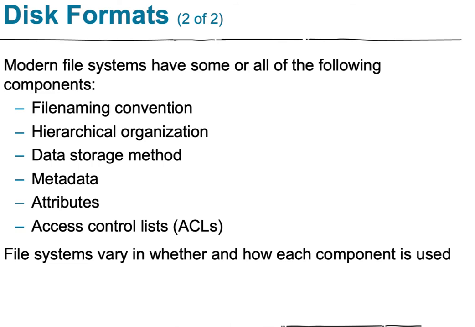Access control lists or ACLs. ACLs determine who can access a file or folder and what can be done with the file, such as read, write, delete, and so on. File systems vary in whether and how each component is used. Generally, more advanced file systems have flexible file managing rules, an efficient method of managing data storage, a considerable amount of metadata, advanced attributes, and ACLs.